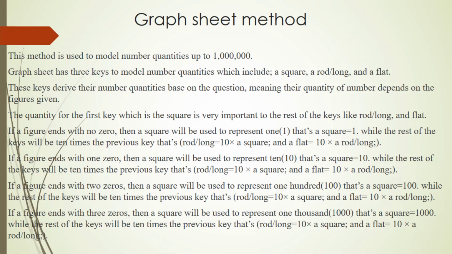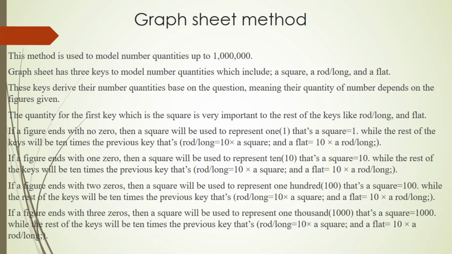And a flat will be 10 times a rod. So now we have gotten our rod to be 10. Then a flat is 10 times a rod. A rod is 10. So when you multiply 10 by 10, then you get your what? 100. Okay, good. So always the difference is multiplying by 10.